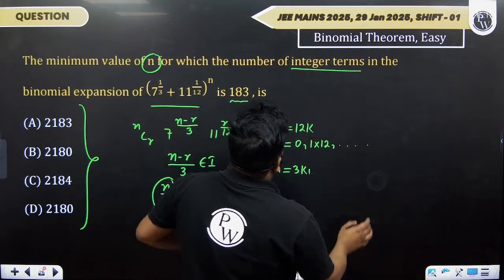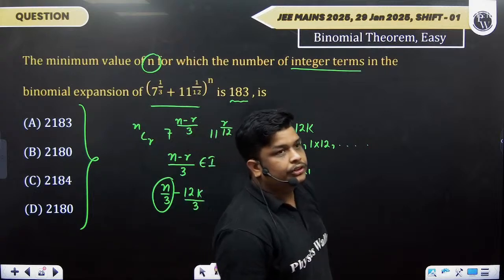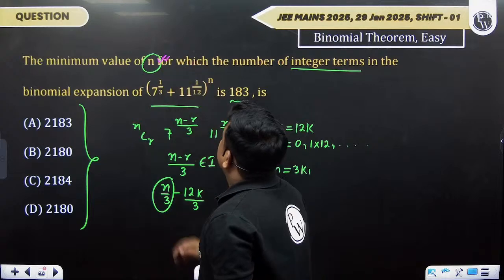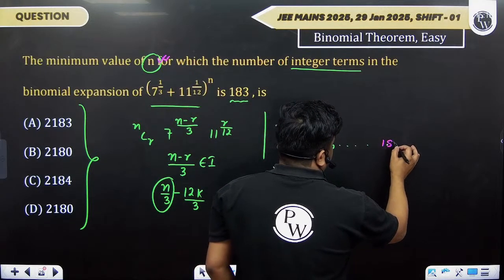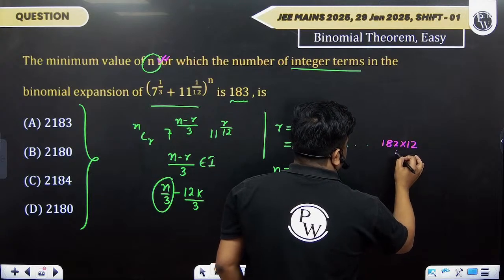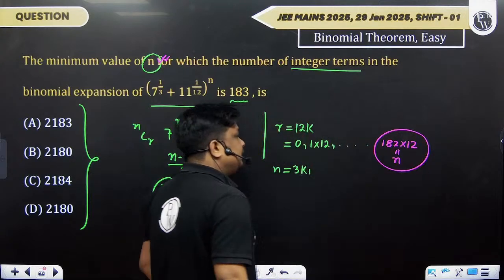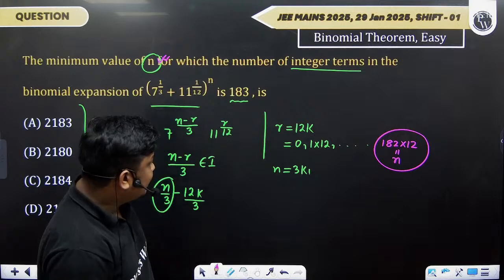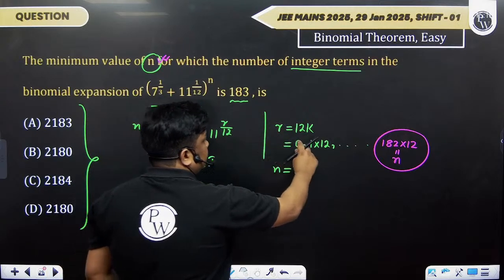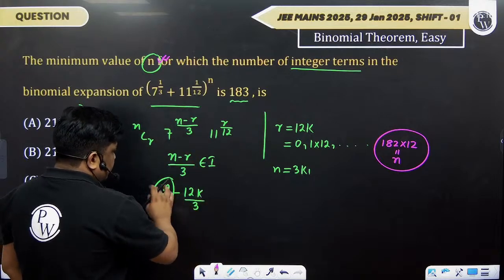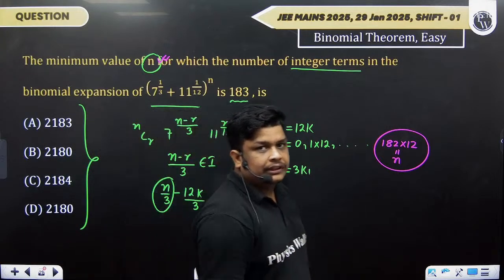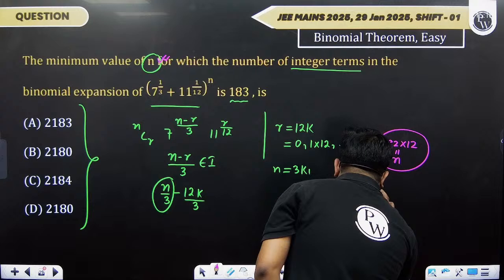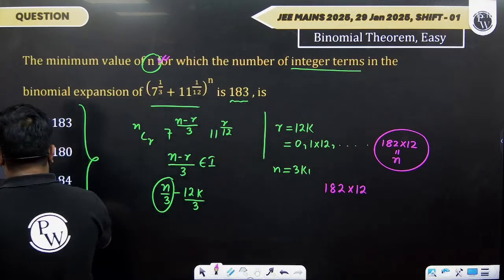Now they are saying we get 183 integer terms, so what is the minimum possible value of n? Now can I say 182 into 12, if I take n equal to this, it is obviously divisible by 3 and we will get 183 terms which will be integers, because r will be a multiple of 12 and n will be a multiple of 3. Both conditions will be satisfied. So all we have to do here is 182 into 12. If you solve this, it will come as 2184.